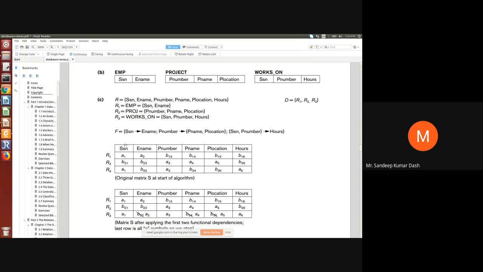Go to the next one, R2. This row has P number, P name and P location. P number, P name, P location will be A.